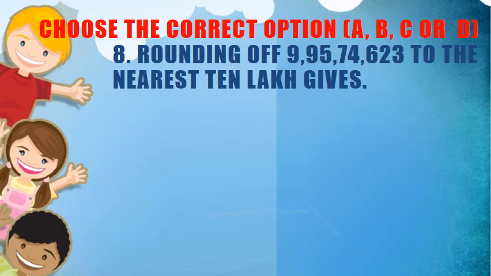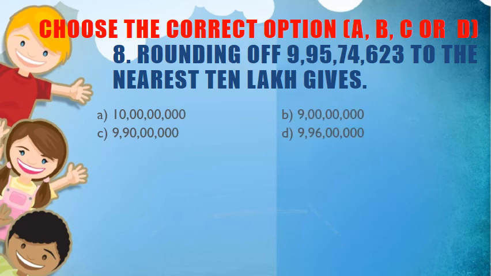Now children, let's do question number 8. Here, rounding off 9 crore 95 lakh 74,623 to the nearest 10 lakh gives options are A 10 crore, B 9 crore, C 9 crore 90 lakhs, D 9 crore 96 lakh. So let us find out which is the correct option.